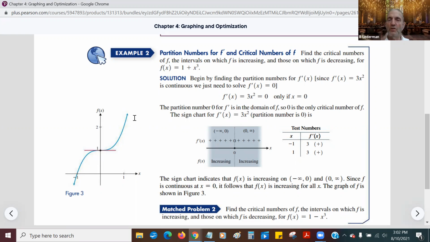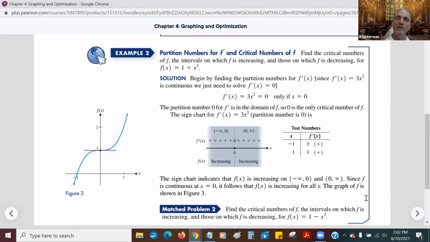So this shows that f of x is increasing from negative infinity to 0, with 0 not included, and it's also increasing from 0 to infinity, with 0 not included. But since the function f is continuous at x equals 0, that basically means that f of x is increasing for all x. That's just the way it is. The graph is shown in figure 3, and pow, calculus to the rescue.